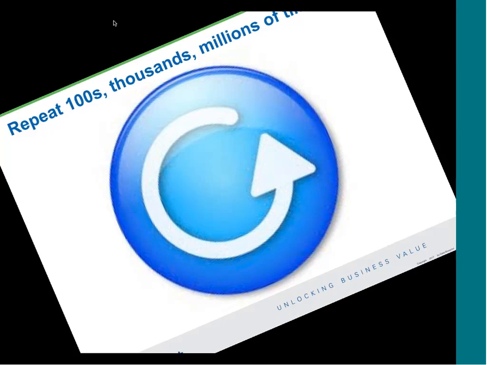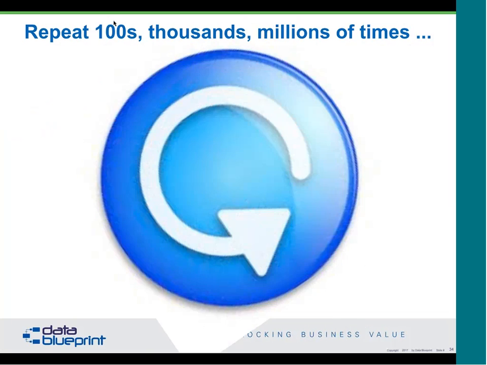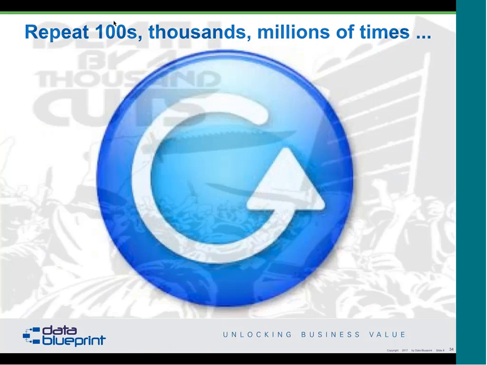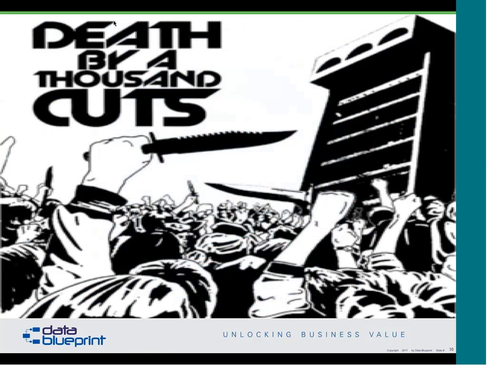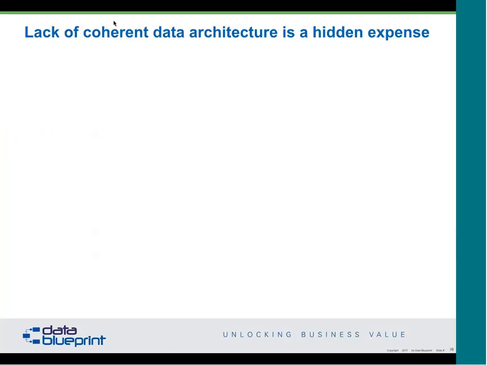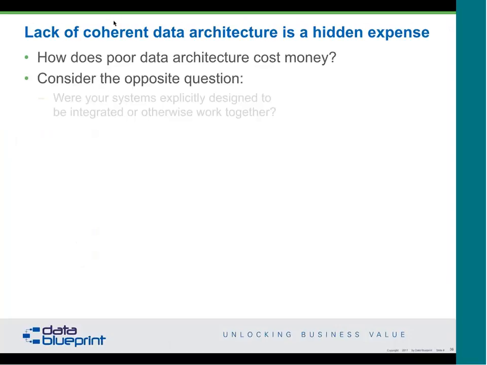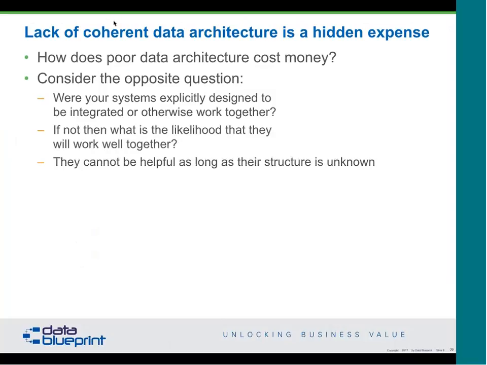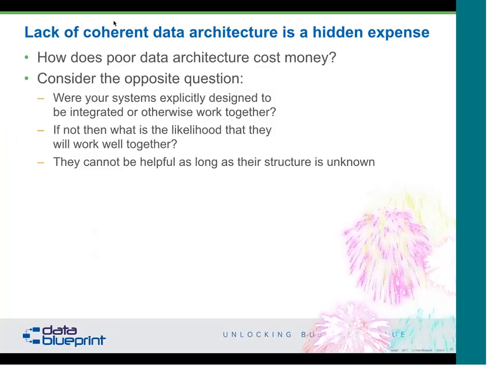And in this organization, that query might have run millions of times during the day. And when you do that, of course, what you're discovering is that that really ends up with death by 1,000 cuts, where things are happening over and over in an organization, but at 1,000,000 times, it can end up costing lots of money. So the lack of a coherent data architecture is an absolutely crazy hidden expense. And the real question is to come back and say, were your systems explicitly designed to be integrated or otherwise work together? If they're not, the chances that they'll just happen to are very, very slim. They can't be useful as long as that structure is unknown.